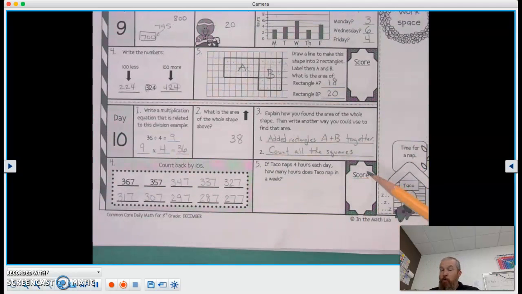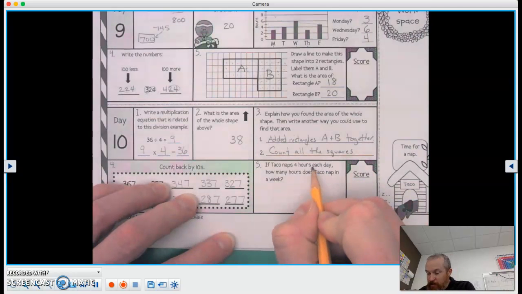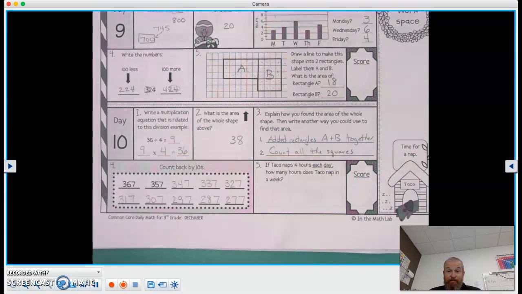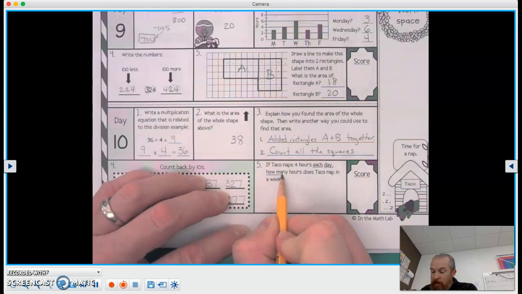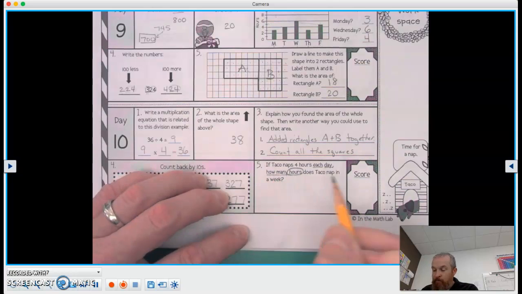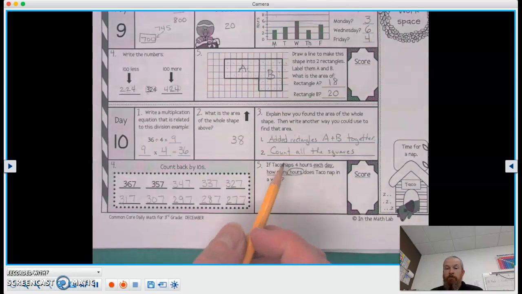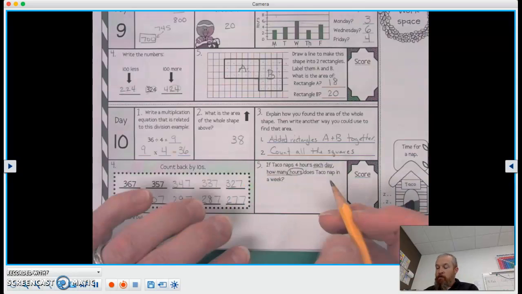If Taco naps 4 hours each day, how many hours does Taco nap in a week? Well, 1 week times 4 hours would be 4, right? 1 times 4 is 4? No. Important information: each day. Right? And then we're going to underline how many. Circle that next word.